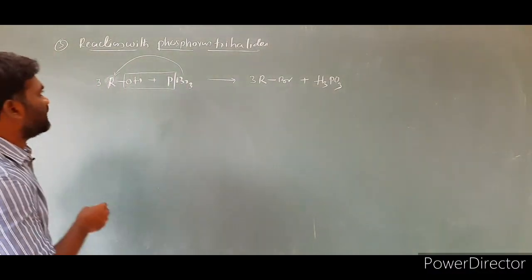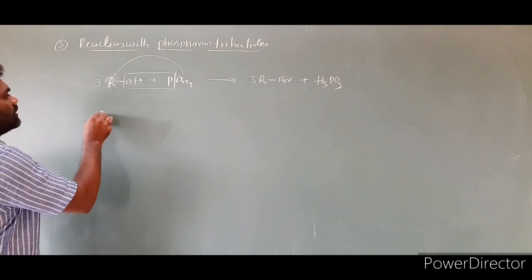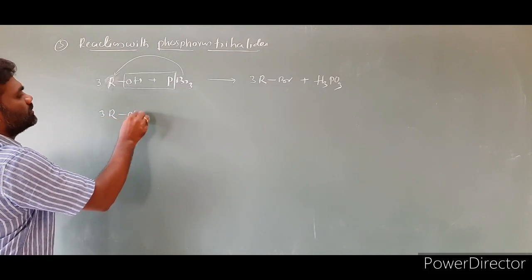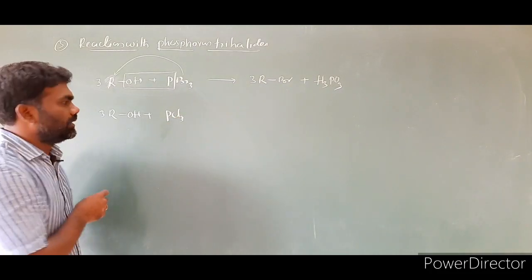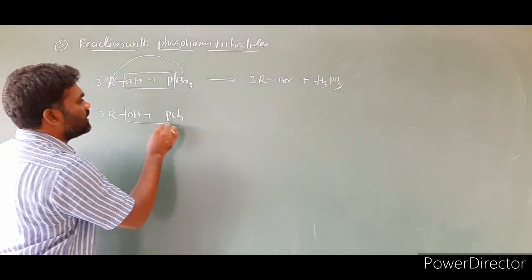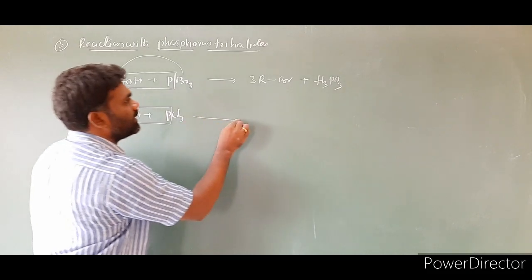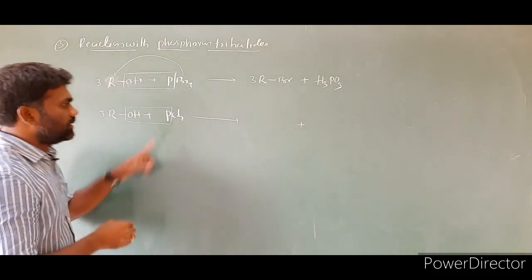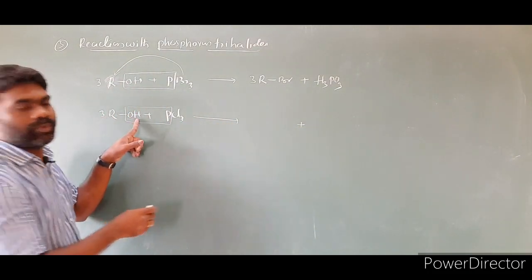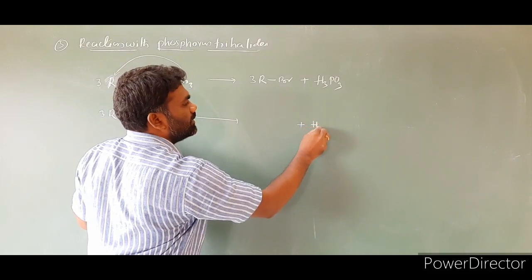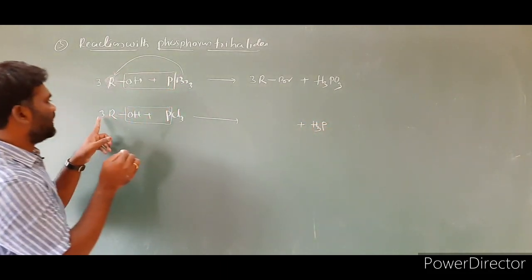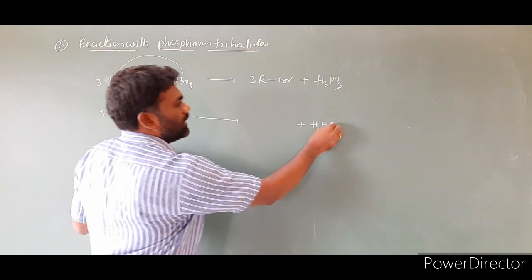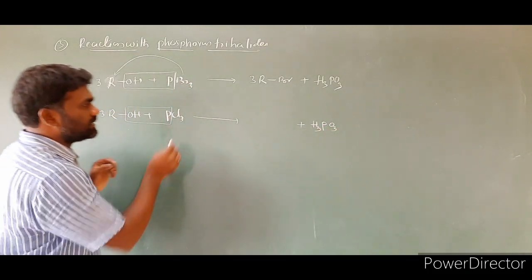I am taking one more example: 3 ROH plus PCl3, phosphorus trichloride. Again, this part is eliminated in the form of H3PO3: 3 hydrogens, H3, P, and 3 oxygens, O3. H3PO3 is one product, and the other product comes from the remaining chlorines.